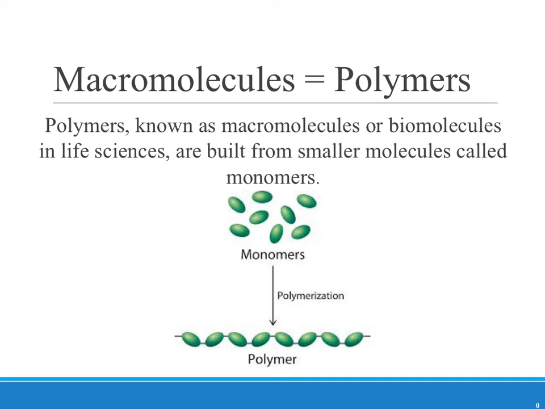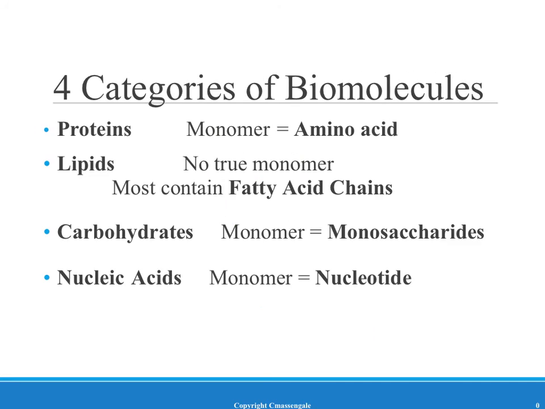Now, macromolecules are polymers, and polymers are built from smaller molecules all hooked together, which are known as monomers. So mono meaning one and poly meaning many. In the biological sciences, we call these polymers macromolecules, or very big molecules, or biomolecules, so molecules that are really important to life or to biology. When they're hooked from a monomer into a polymer, it's known as a process of polymerization.